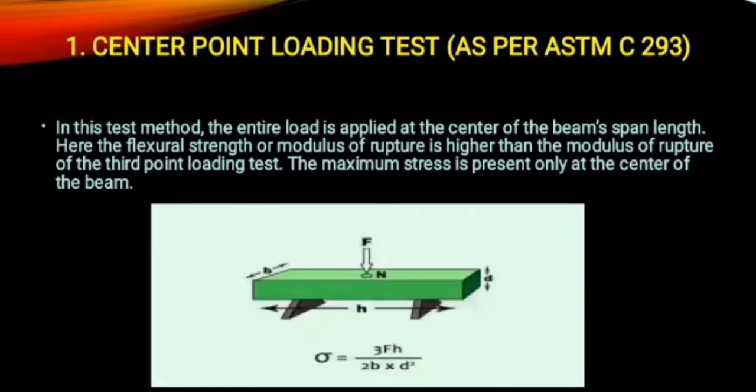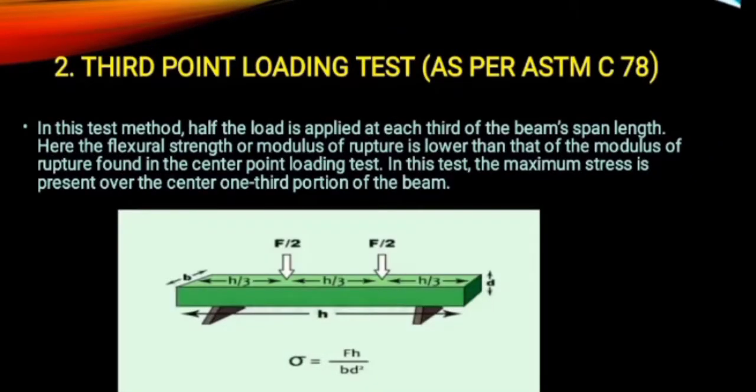So, maglalagay tayo ng load sa gitna ng ating unreinforced beam, and then ititest natin ito, and i-determine natin kung saan or kung anong loading nag-fail yung ating beam, or kung anong load siya nag-fail, and magagamit natin yung data na yon at isa-substitute natin siya sa formula na i-explain sa atin later ng reporter number 2. So next, let's proceed to the second method, the third point loading test.